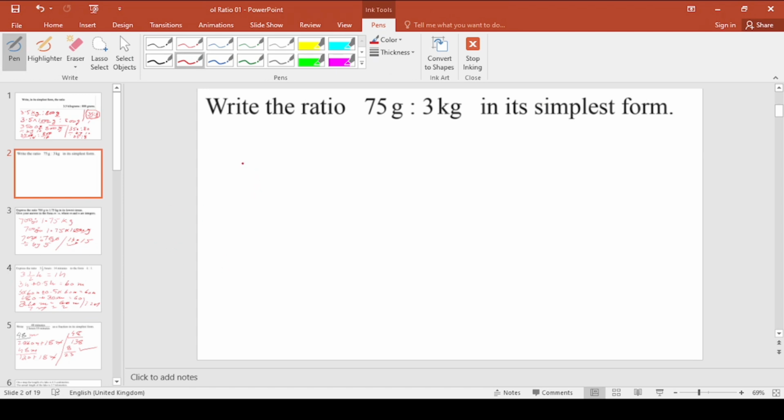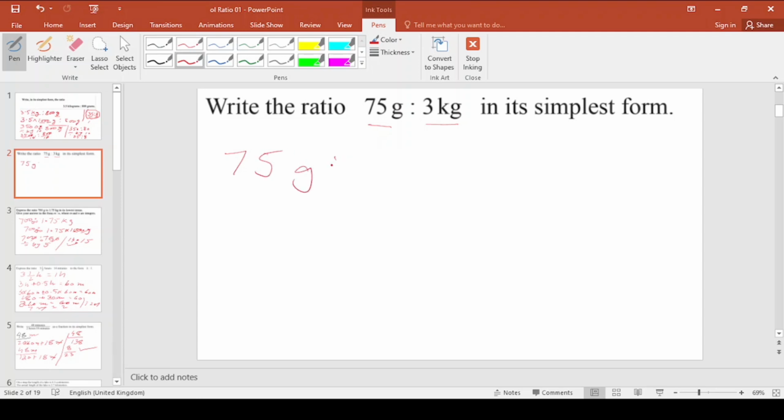The question says write the ratio 75 gram ratio 3 kilogram in its simplest form. Yes, here we have again two quantities and we see that they are not in the same unit. First one, that is 75 gram, and second one, that is 3 kilogram. They are not the same unit. So first of all we convert them in the same unit.